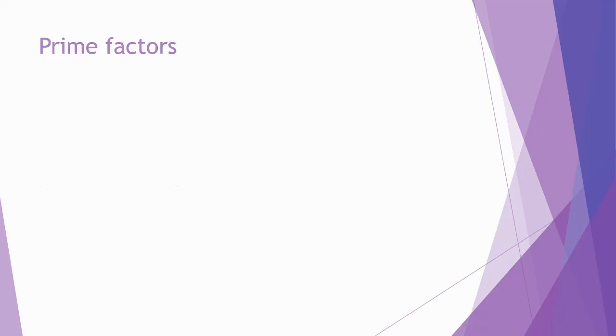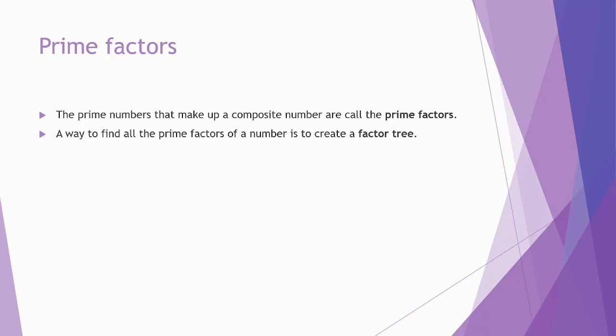So what are prime factors? Prime factors are the prime numbers that make up a composite number. A way to find all the prime factors is creating a factor tree, and I'll create one underneath using the number 72. So let's start off by finding a pair of numbers that multiply to equal 72. If you remember back to the factor video, these were called factor pairs.